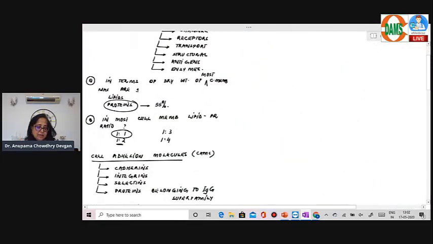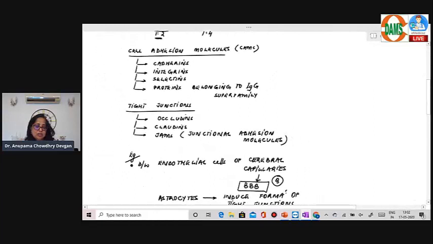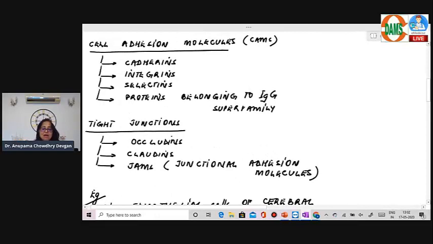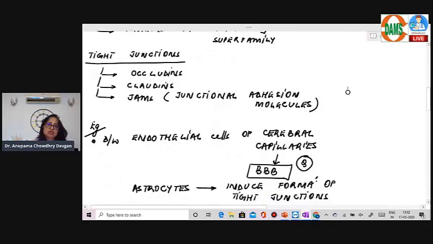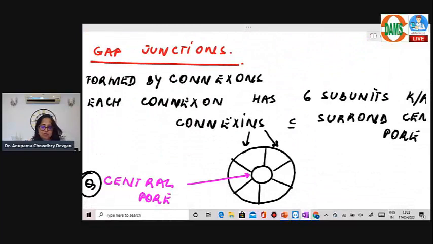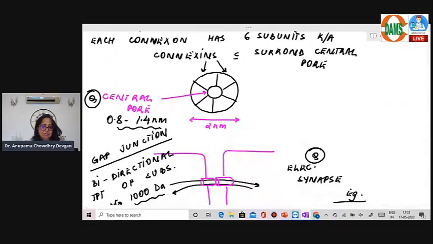So we've done all these different types of cell adhesion molecules. The cell adhesion molecules help the cells to adhere to one another. Cadherins, integrins, selectins are more general molecules. Specific ones for tight junctions are occludins, claudins, JAMs. For gap junctions, they are formed by connexins, which surround the central pore. Diameter of the central pore is 0.8 to 1.4.